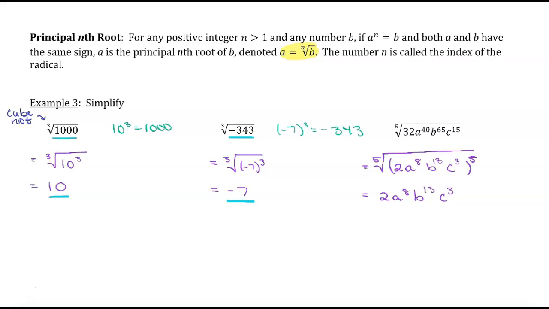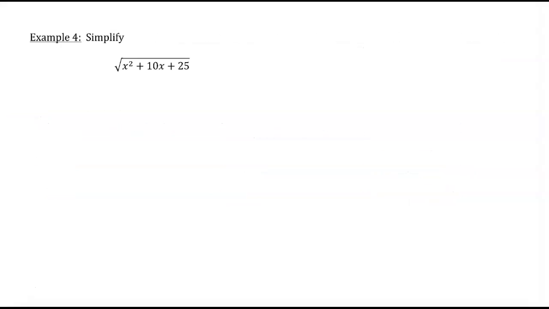Let's take a look at another example. This time, we have the square root of a polynomial. We would really like to write the radicand as something squared. Let's take a closer look at this polynomial. x squared plus 10x plus 25. This polynomial can be factored as x plus 5 times x plus 5.